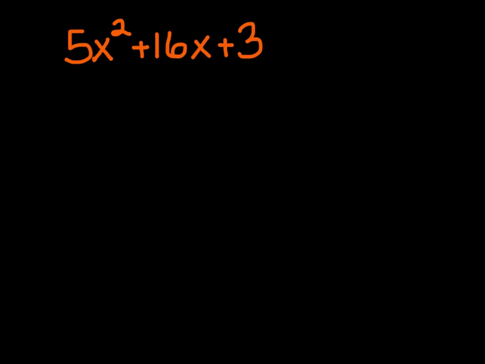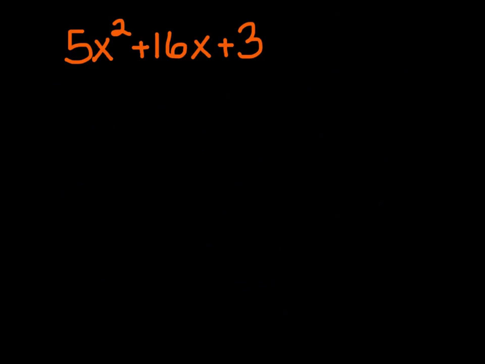Alright, here's another example. We have 5x squared plus 16x plus 3. So is there a GCF? Is there a common factor for 5, 16, and 3? And no, there's not. So we're going to move on. How many terms are there? There are 3 terms. So now we're going to look at step 4, ax squared plus bx plus c.